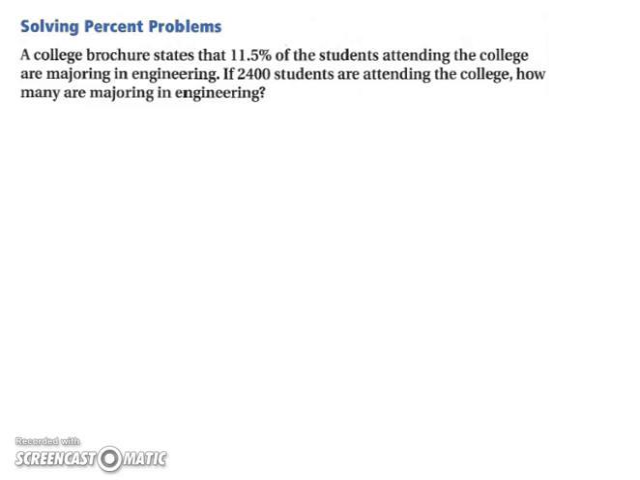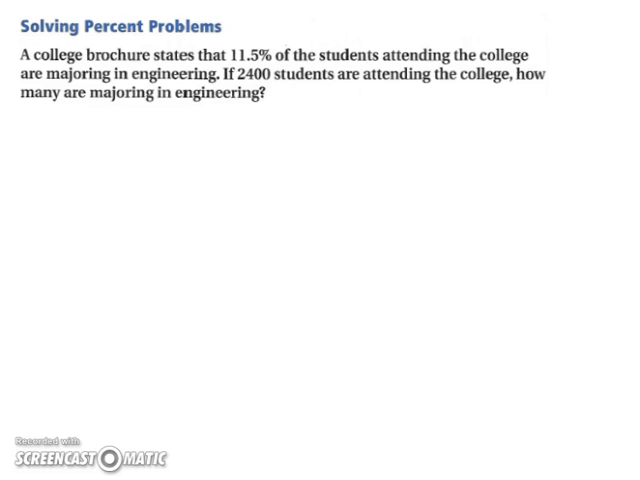Let's try solving percent problems. So a college brochure states that 11.5% of students attending the college are majoring in engineering. If 2,400 students are attending the college, how many are majoring in engineering?